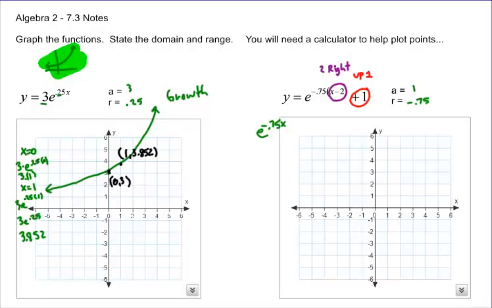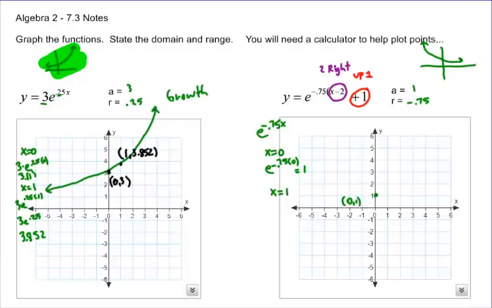Okay, so I'm looking at e to the -0.75x. Again, I want to let x equal 0, and I'm going to let x equal 1. And keeping in mind that my decay function has to look like this. Okay, so when x is 0, I've got e to the -0.75 times 0, which is e to the 0, which is 1. And so I need this point right here, and that's going to be the point (0, 1).